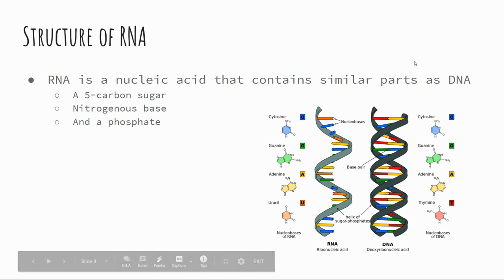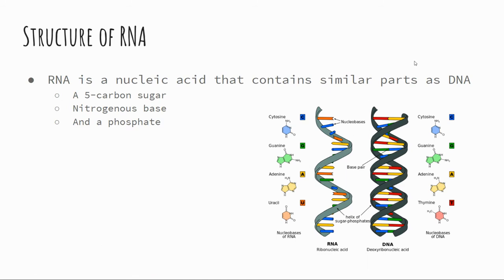All right, so the structure of RNA is very similar to the structure of DNA. There's a few differences. So RNA is a nucleic acid that contains similar parts as DNA. It contains a 5-carbon sugar. Okay, so this is going to be the difference. In DNA, it's deoxyribose. In RNA, it's ribose. It contains a nitrogenous base and a phosphate group.